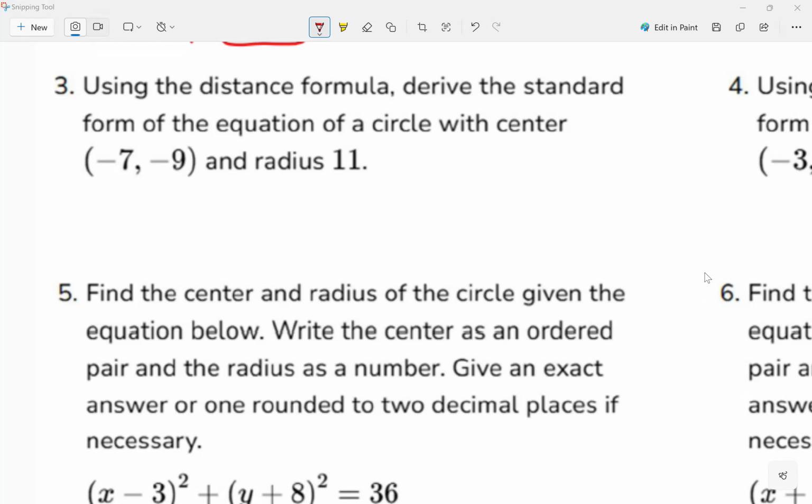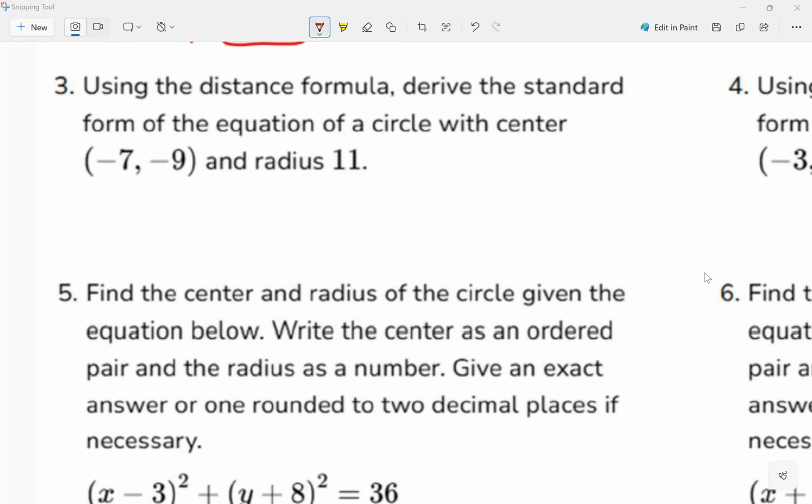Using the distance formula, derive the standard form of the equation of a circle with center -7, -9, and the radius is 11. Okay, now this is pretty simple. Now one thing, I remember back in algebra, you guys learned parabolas. Let me write an equation here.